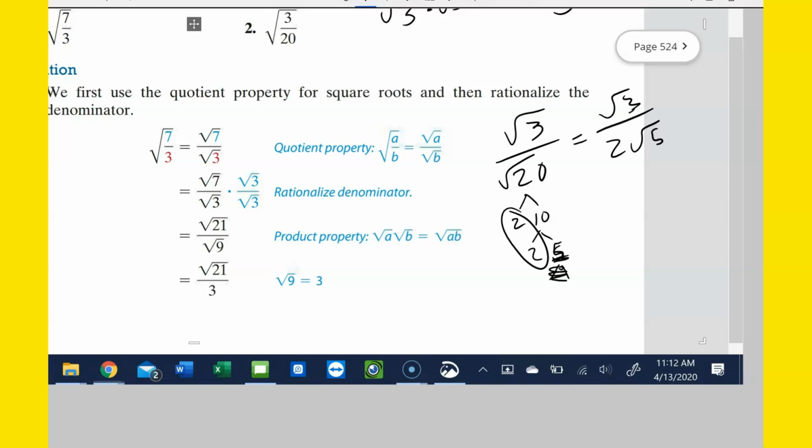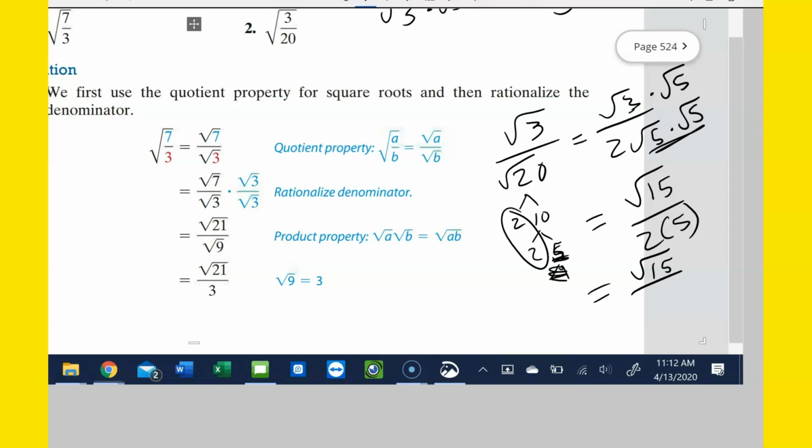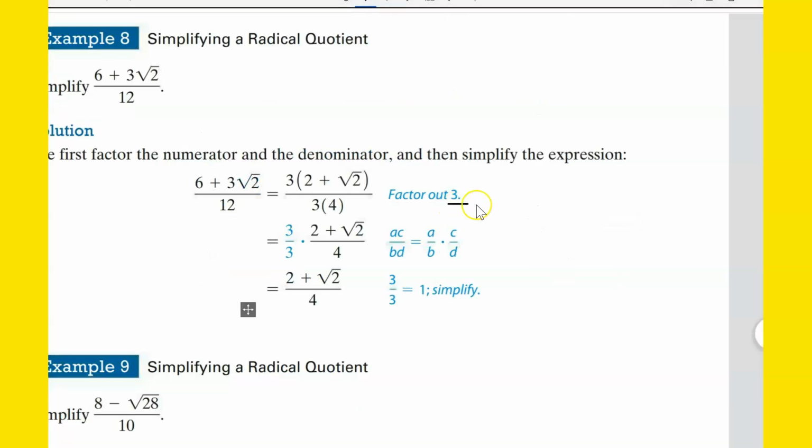Okay, and I got to get rid of the square root of 5, so I multiply it with itself. Do the same thing to the top that I did to the bottom. So that gives me on top, the square root of 3 times the square root of 5 is square root 15. And on bottom, I've got 2. And the square root of 5 times the square root of 5 is what? It's 5. So I've got the square root of 15 over 2 times 5, which is 10. So that's my answer to that one. Again, you can't reduce the 15 with the 10 because the 15 is under the radical and the 10 is not.